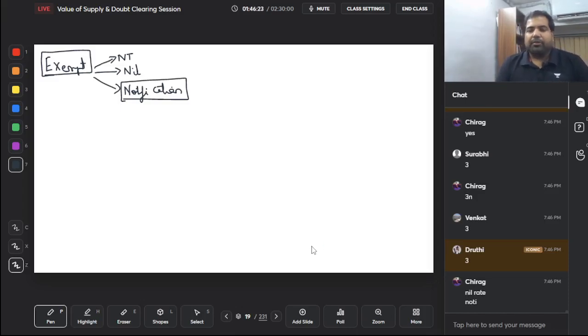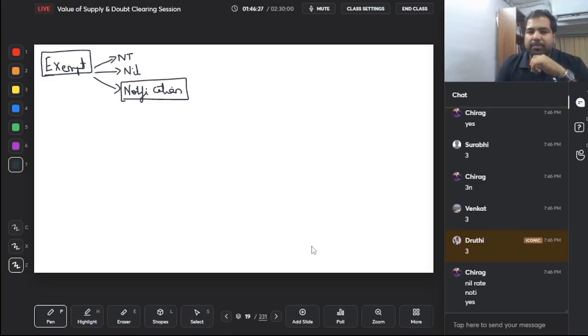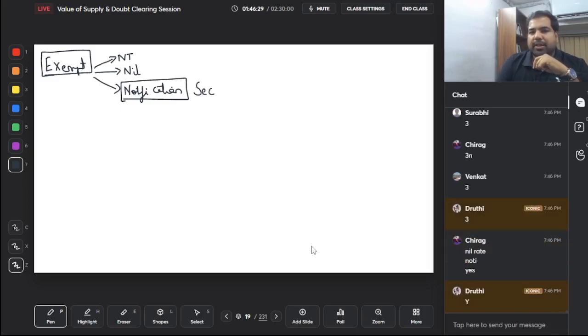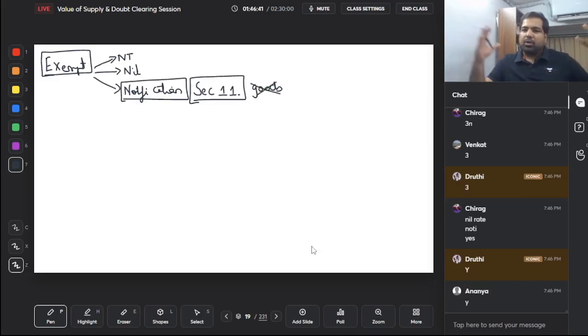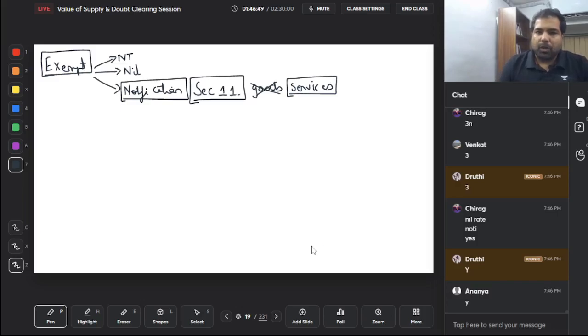Guys, does the government have the power to notify anything to be exempt? Yes, the government has the power, and there is a section called section 11 under which they have the power to notify anything as exempt. Goods are not in our portion at CA Inter or CA Final, because goods are too many to remember. So we have services which are exempt, and we are discussing the exemption of services. So let's discuss a few more exemptions.